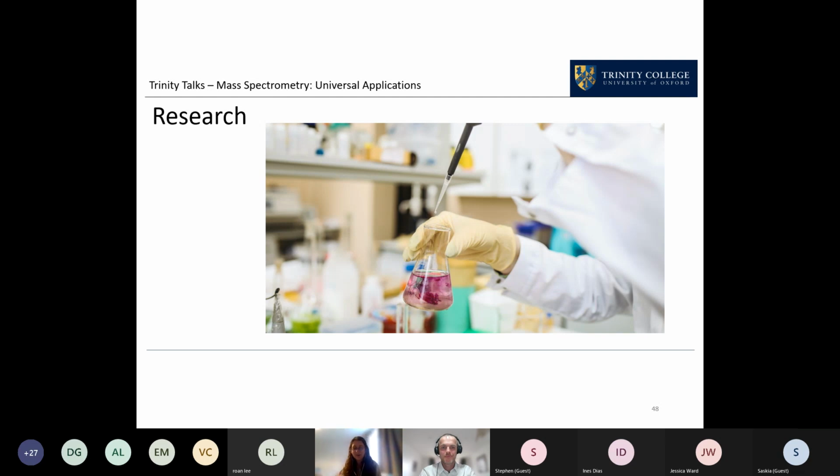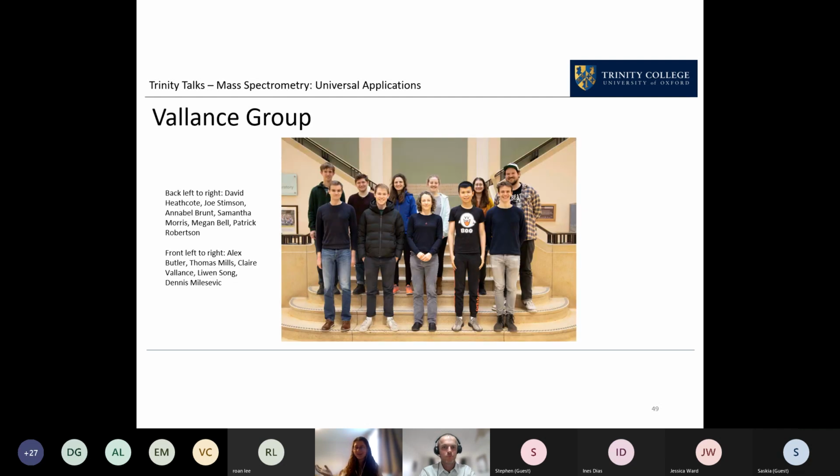And the final bit of my talk is going to be more specifically about what I'm doing and what the Valence group is doing as a whole. So here's the Valence group. Here we are pictured. Claire Valence is the principal investigator, so she's sort of the head of the group, and she's in the middle at the front row. If you're very eagle-eyed, you might be able to spot me at the back, peeking between two heads.